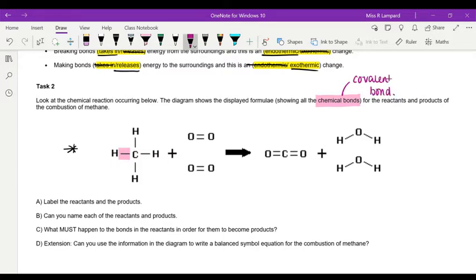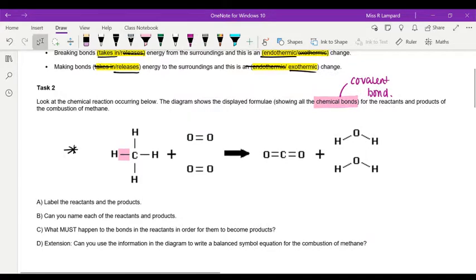Okay, for the reactants and products. So can you label them first? So which are the reactants, which are the products? Can you name them? So you might have to have a look on the internet, although I think 3 out of the 4 are very, very straightforward, e.g. this is O2, so what is that? What must happen to the bonds in the reactants for them to become products?